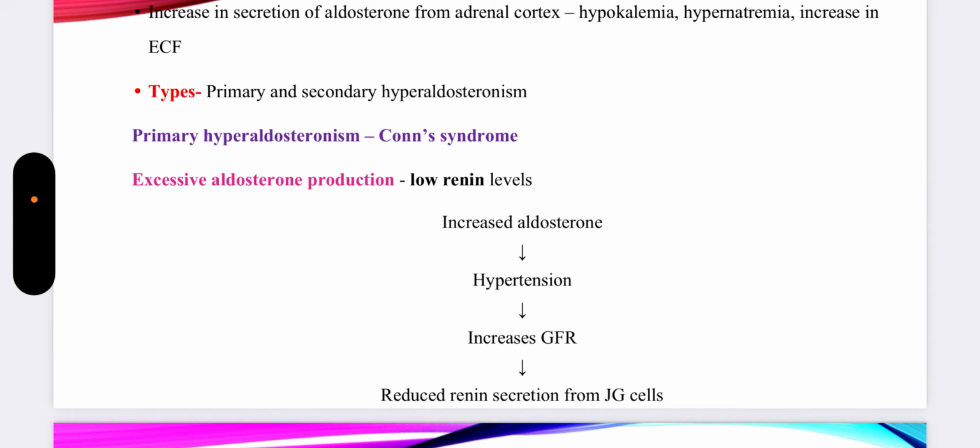Now, this Cone syndrome occurs because of excessive production of aldosterone that may result in a decrease in the level of renin. Okay, now from where is renin secreted? You have to think about this also. It is secreted from the juxtaglomerular cells of kidney. Okay. Now, why does this fall in the level of renin occur? This is the physiological mechanism that explains the occurrence of reduced renin secretion.